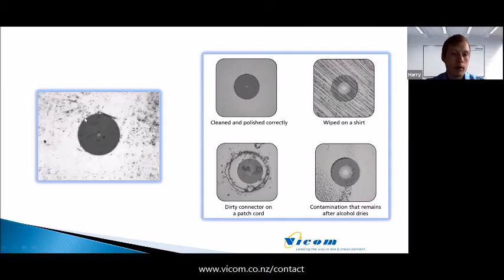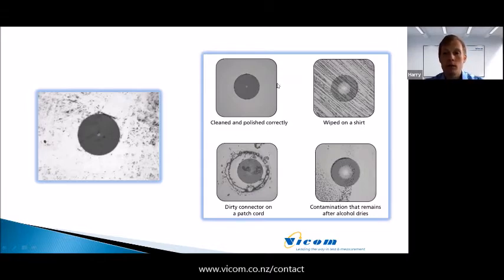Just highlighting here that we can see this is a single mode fiber. So we've got the cladding on the outside, which is this gray area, and we've got the core of the fiber, it's a very small end face here. So any dirt, particularly over this area, is going to have the greatest effect on your network performance.